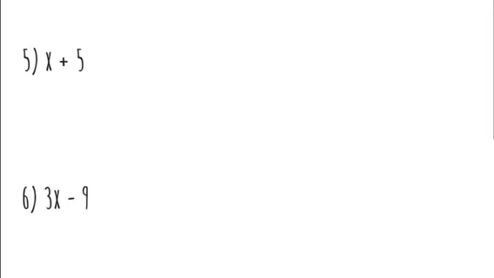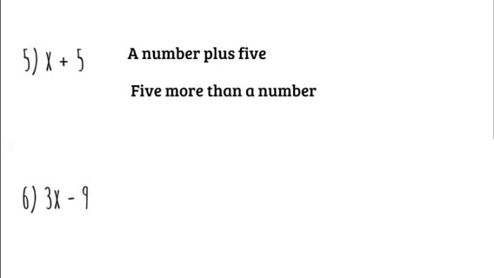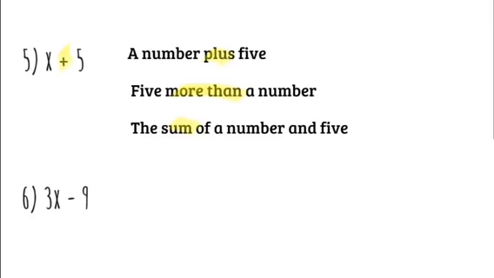Now we have to go from the numbers to writing words. And there's lots of different ways to say this in words. So I'm going to show you 3 examples for each of them. I see x plus 5. We could just say a number, so we don't know what x is exactly, a number plus 5. Or 5 more than a number. Again, that more than means that it was something plus 5. The sum of a number and 5. All of these, plus, more than, sum, they all mean add. So that's why we can use any of them.